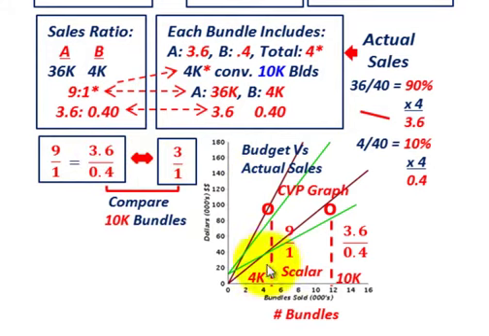So the key is, and we'll go look at it on our cost volume profit graph, we're going to be able to look at both our budgeted and our actual sales based on the 10,000 bundles that we sold at that 3.6 to 0.4 ratio. And that's equivalent to the 9-to-1 ratio, but with the 9-to-1 ratio we'd be looking at 4,000 bundles. So we're going to have a scaling factor.